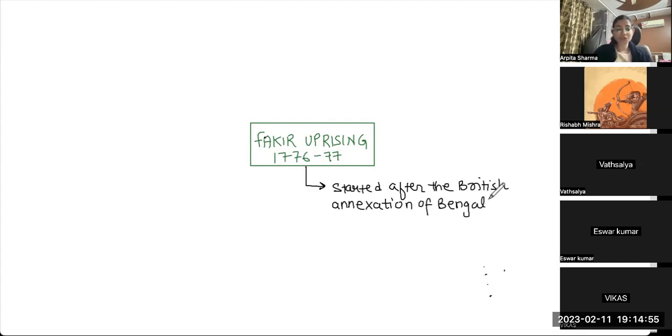The British annexation of Bengal by the Fakirs. When the Britishers annexed Bengal, the Fakir Uprising started, and it was started by the Fakirs.